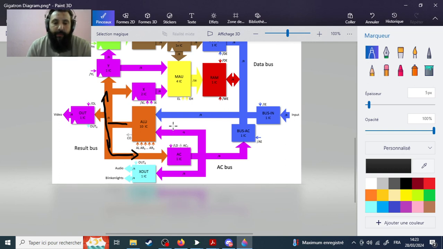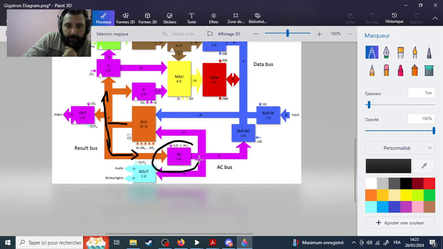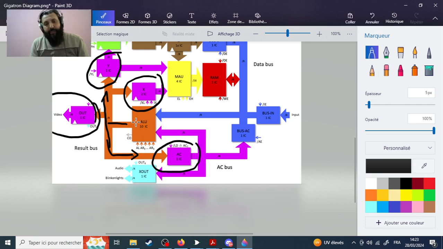Okay, you can continue. The orange bus, the result of the ALU, goes to Y register, yes. To Y, and to X, okay, and to the accumulator, and also to the outputs. It has four destinations. Okay, that's fine.